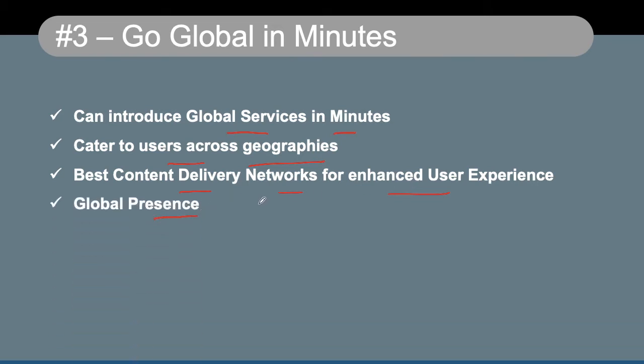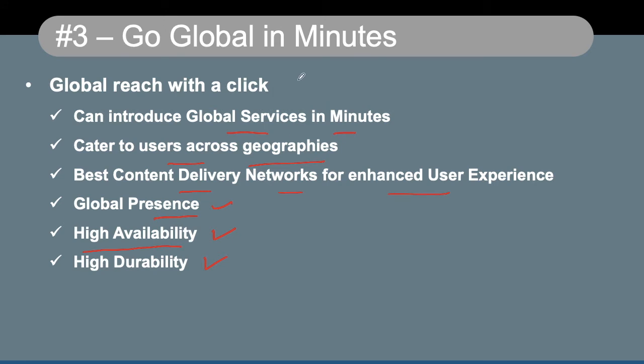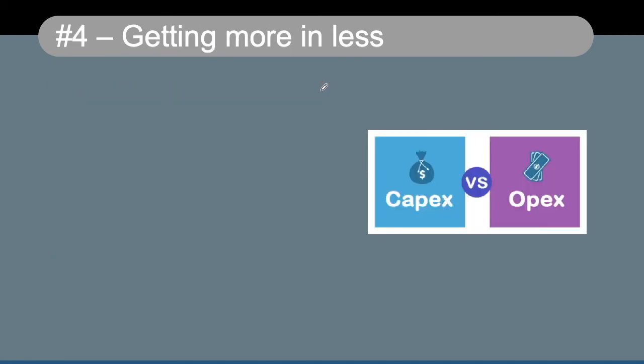Cloud providers have globally available data centers, and because of this global presence, it gives you the possibility of high availability for your resources and high durability. You can replicate your resources in multiple facilities, and that assures that your resources are highly durable. Put together, all these things let you have a global reach with a single click.